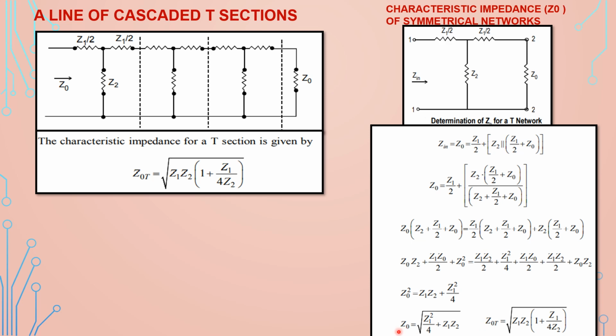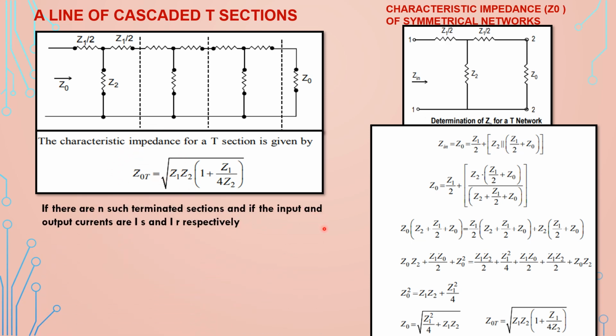symmetrical T section. That is Z0 equal to the root of Z1 square by 4 plus Z1 into Z2. Since this is a symmetrical T section, we can write it as Z0T, which is also equal to, taking Z1 Z2 common, root of Z1 Z2 into 1 plus Z1 by 4 Z2. So this Z0T, the characteristic impedance of the T section, we can consider as a general equation so that we can implement it for the remaining T sections.